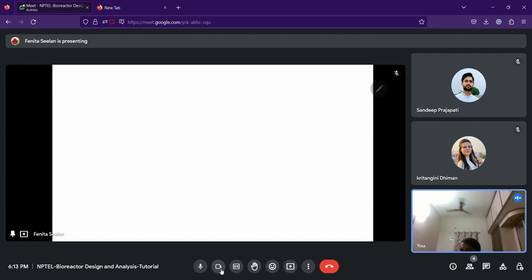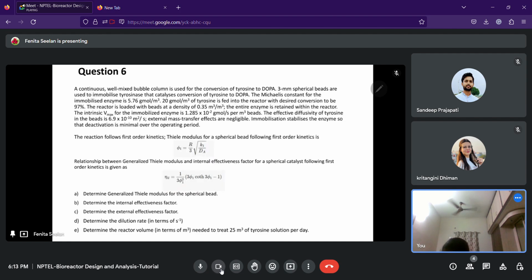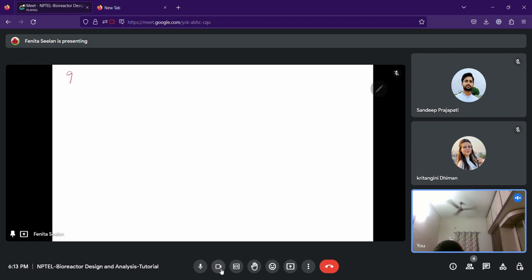Let's start writing down the given values. So the diameter of the bead is 3 millimeter, which can be 3 into 10 power minus 3 meter. So if D is 3 mm, then we can calculate R, which would be D by 2. So it is around 1.53 into 10 to the minus 8. The Michaelis-Menten constant Km is given as 5.76 gram moles per meter cube.